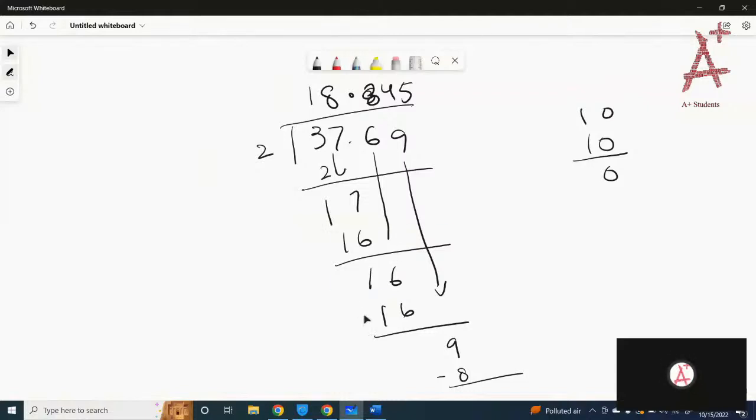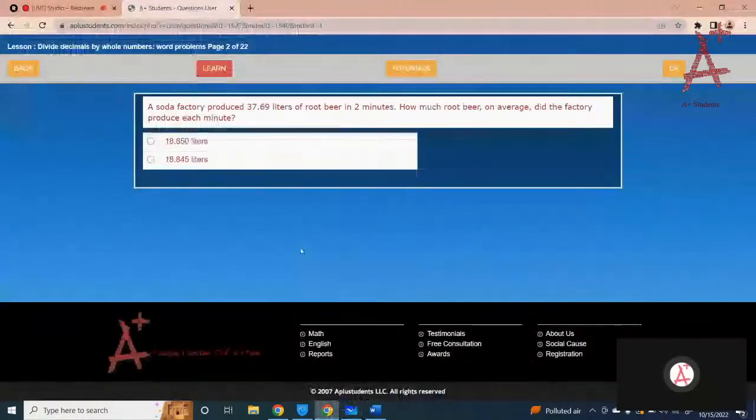So the answer is 18.845. Got it? Select the correct option and click on the OK button.